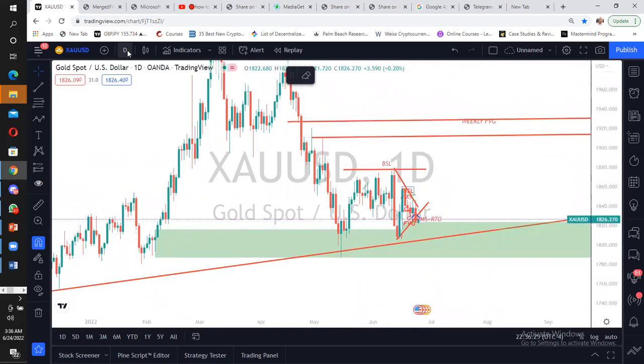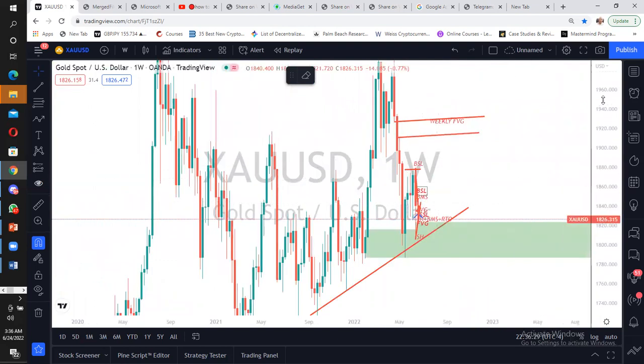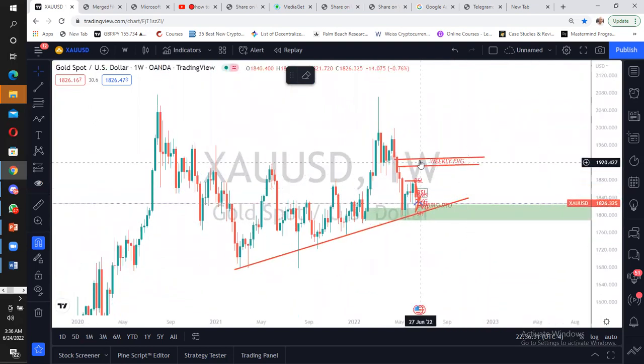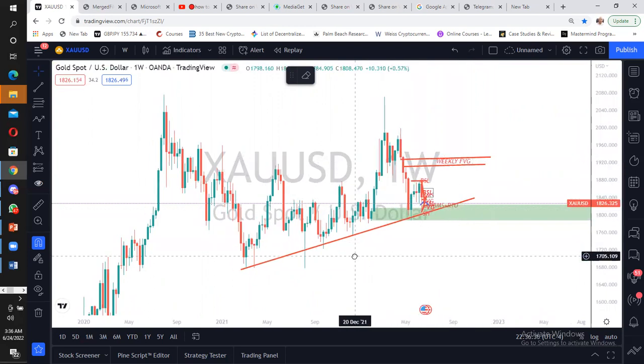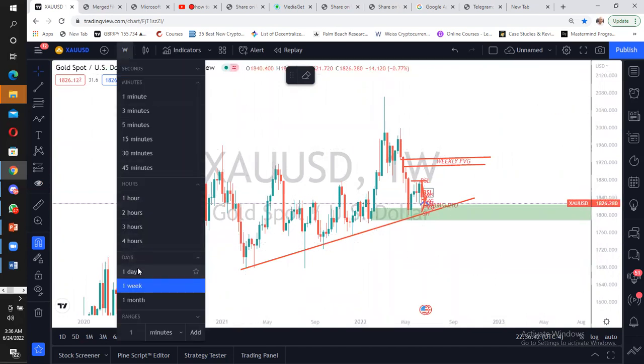Let's go to weekly time frame and see something on weekly time frame. Here we'll have a fair value gap up here. And this is the trend we'll have. Daily.